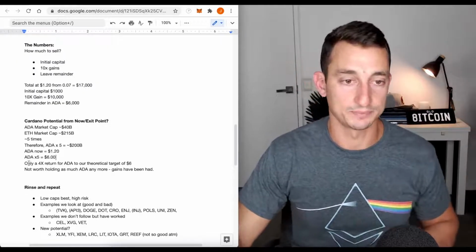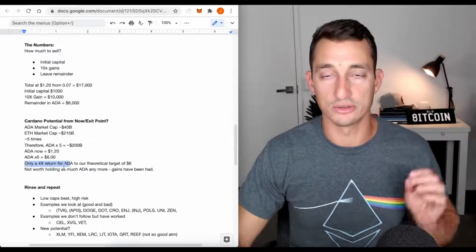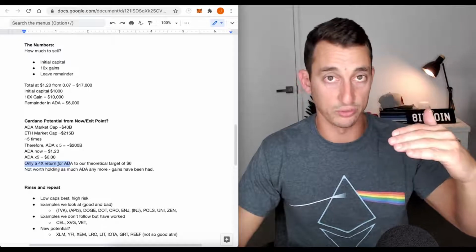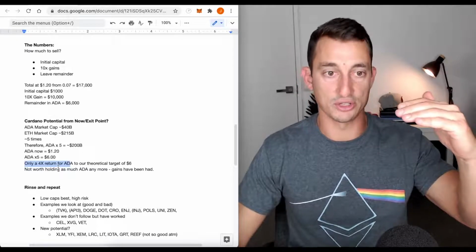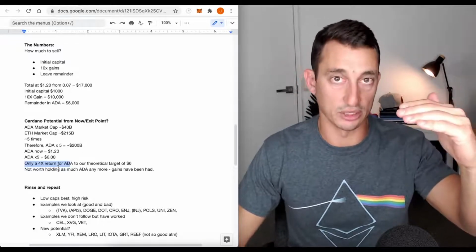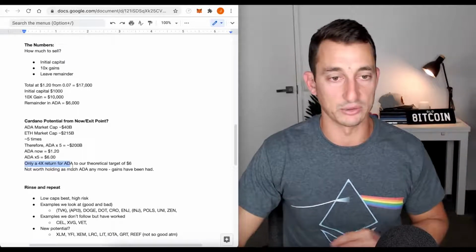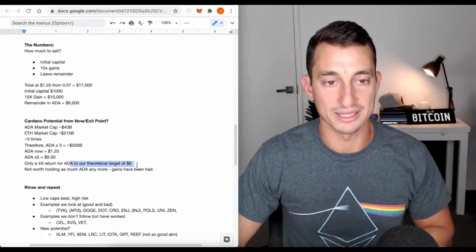You get the idea. Only a 4x return. So times 5, it's only a 4x return, because 1x return gets you to $2.40, 2x return goes to $3.60, 3x return goes to $4.80, and a 4x return goes to $6. You times it by 5, but it's a 4x return. All right, so our theoretical target is $6.